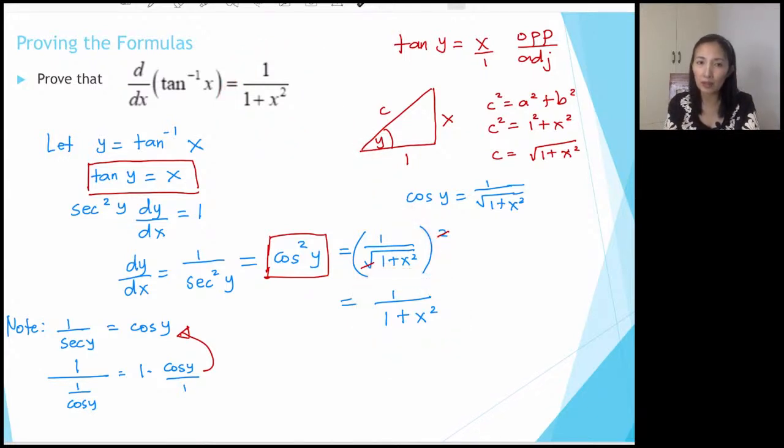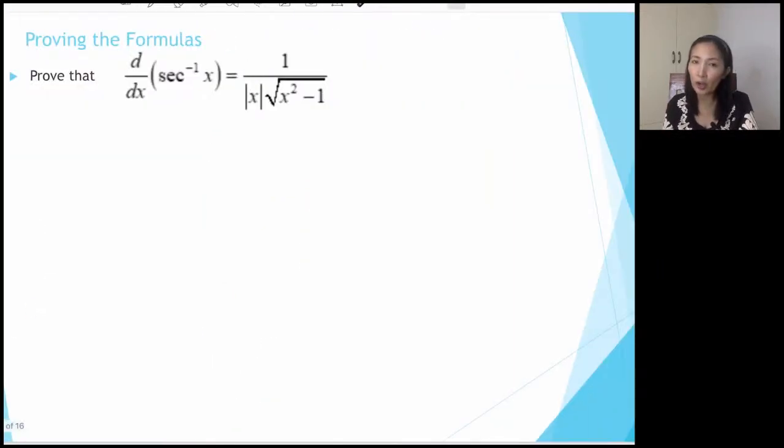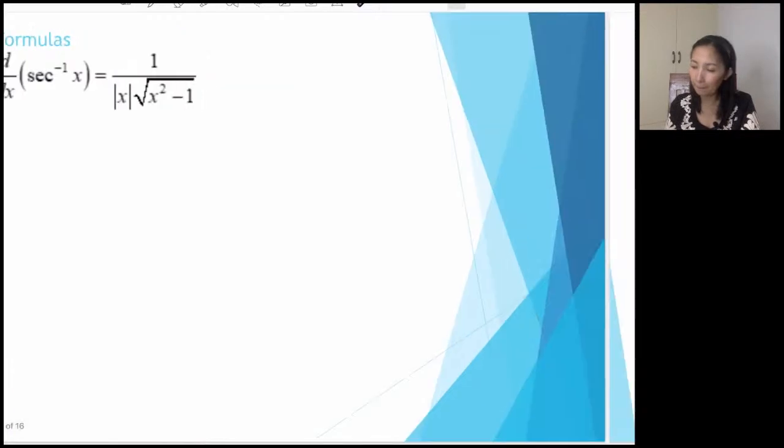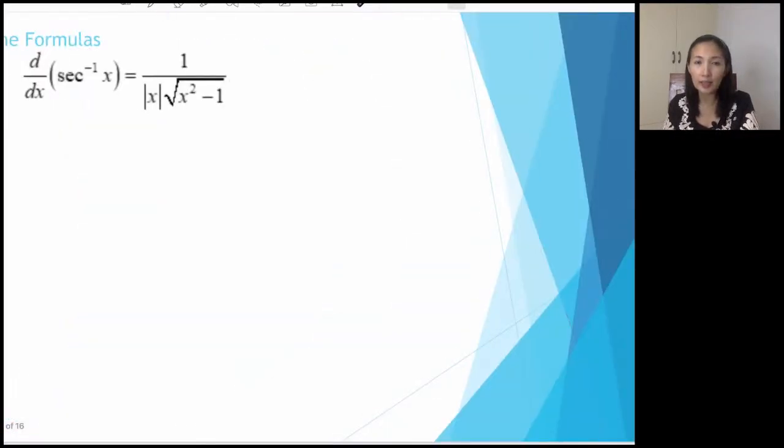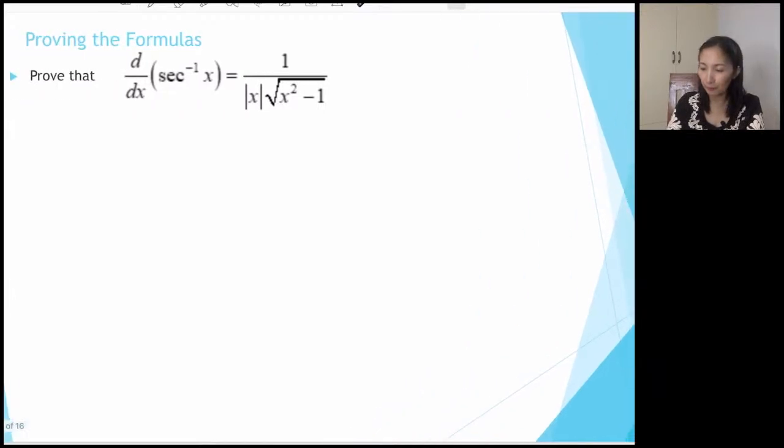If you have mastered your trigonometry, you will be able to derive all the rest of the inverse trigonometric formulas. Now, I leave the proof of the derivative of arcsecant, arccosecant, and arccotangent to you for your assignment. Now, let's move on to applications.